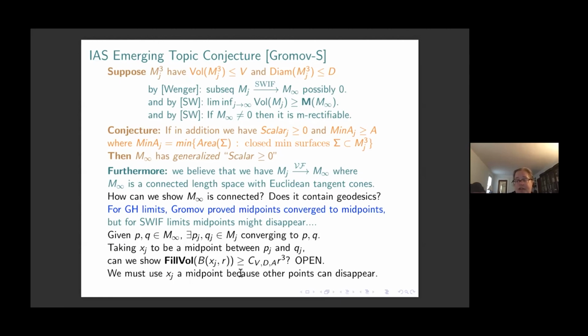Can we show this? We would have to use that x_j is a midpoint because other points can disappear. And we have to use that we have the min A condition.